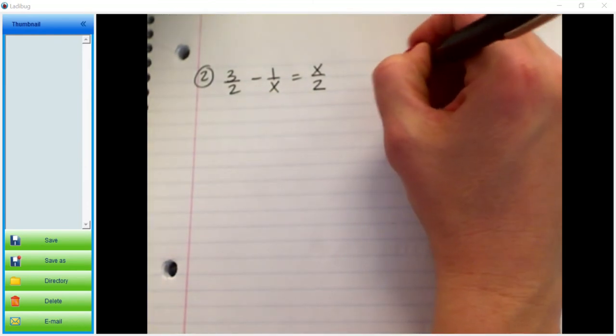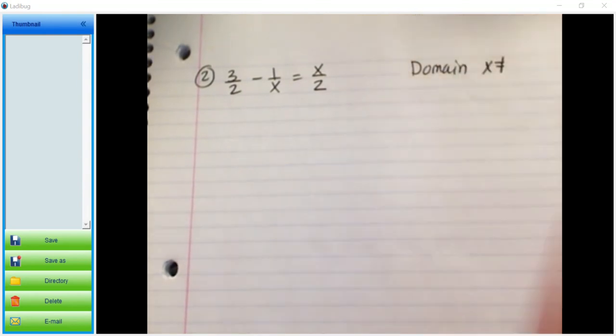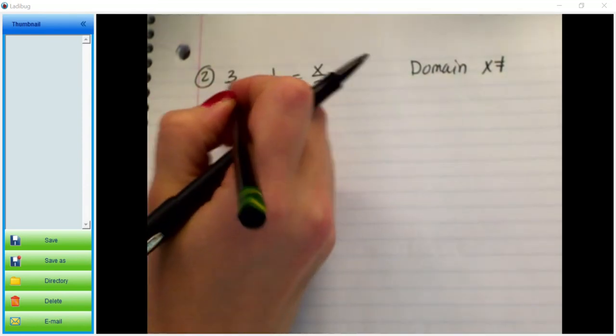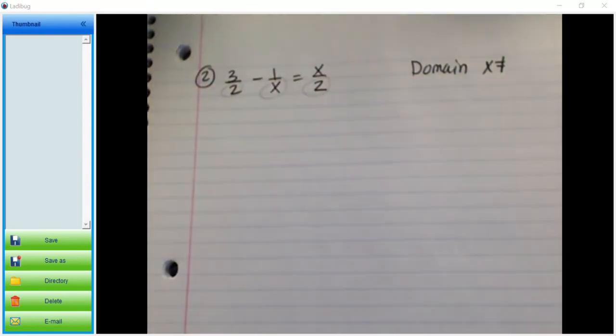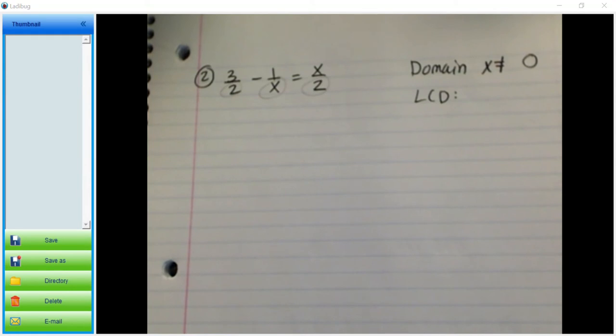So we're going to start with our domain. X can't be. I now have a variable in the denominator. I need to consider the restriction. It's just 0. It's just 0. Okay? Least common denominator. Because I really don't want to have to solve this as a fraction. I'm like, I don't know what to do.